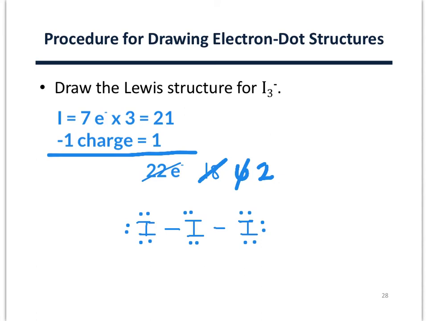So when this happens, when everyone has a complete octet, but we have leftover electrons from our valence electron count, those additional electrons always go on the central atom. In this case, that results in an expanded octet on the iodine. It now has a share of 10 valence electrons as opposed to 8. Note also that because this is an ion, I did put the entire structure in brackets and put the charge on the outside.